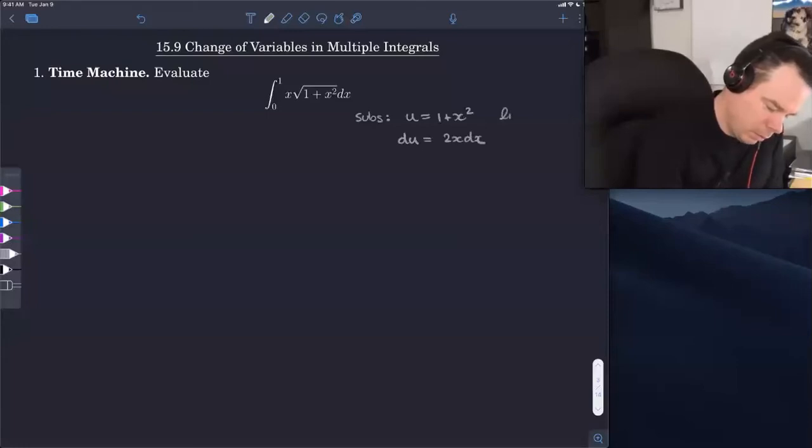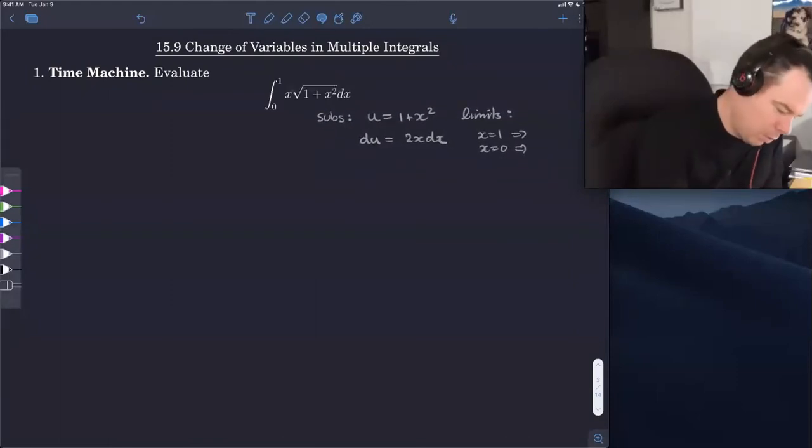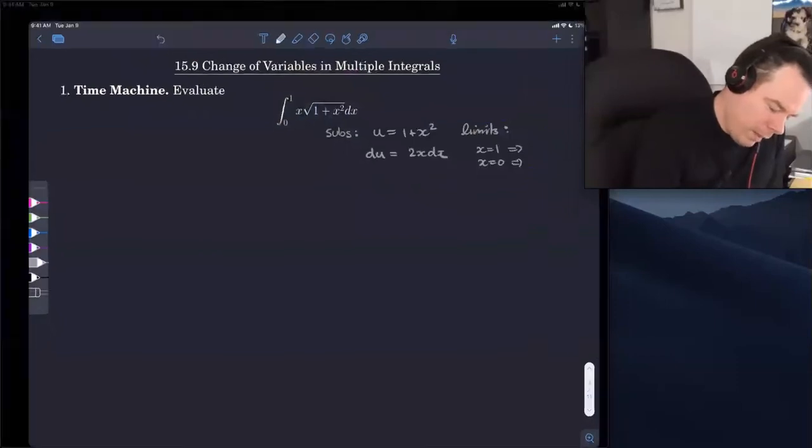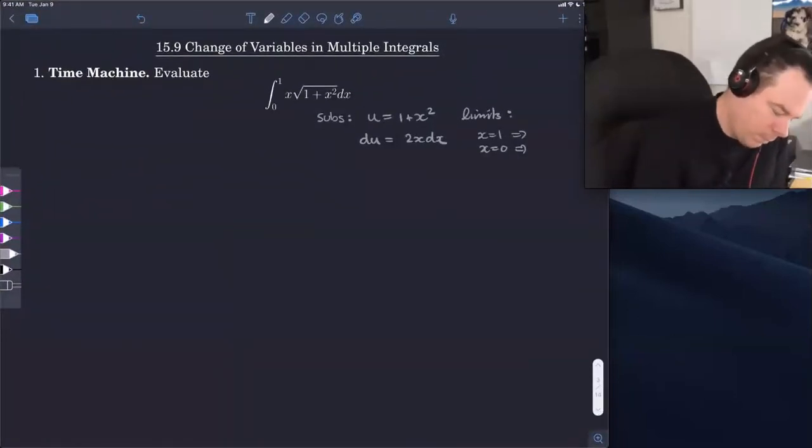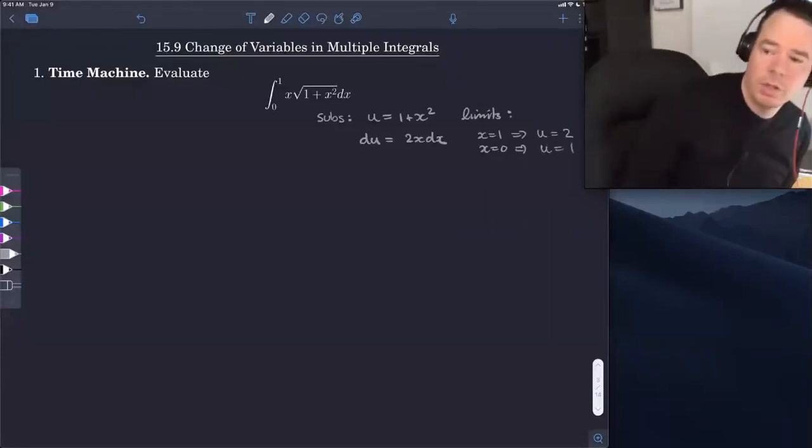We'll look at the limits as well. So when we change the variable, we change the limits. Our limits of integration are upper x equals 1, lower x equals 0. When x is equal to 1, we've got u equal to 2. And when x is equal to 0, u is equal to 1. So that's how our limits of integration have changed.